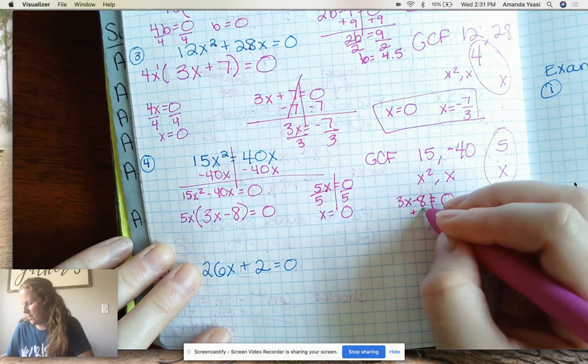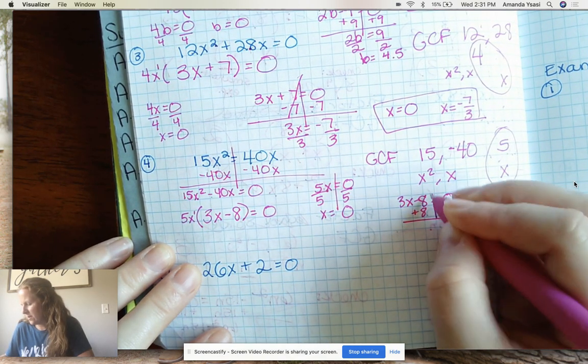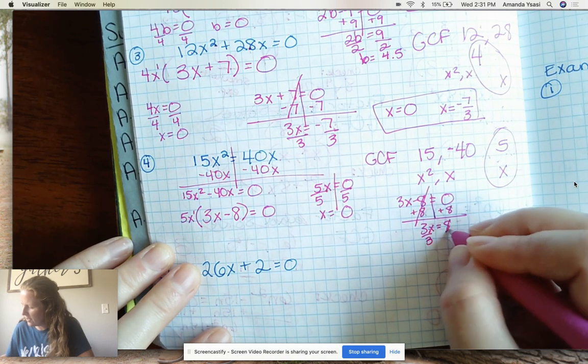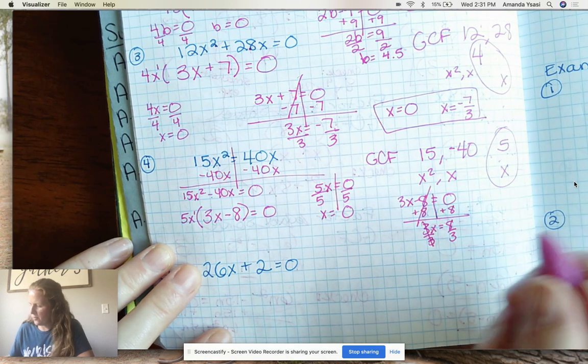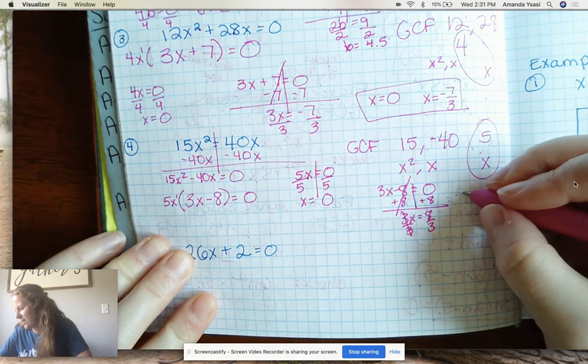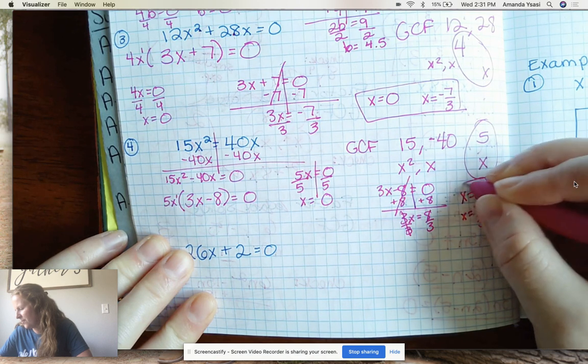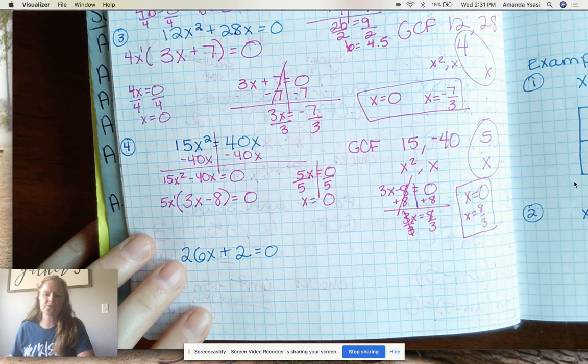So I add 8. 3x equals 8. Divide by 3. So 8 over 3. So our two solutions, x equals 0 and x equals 8 over 3. Okay, we have two solutions there.